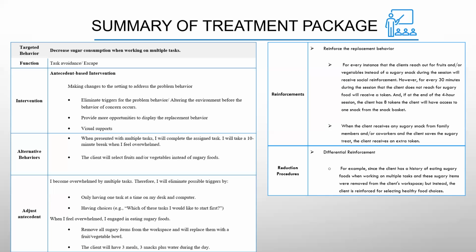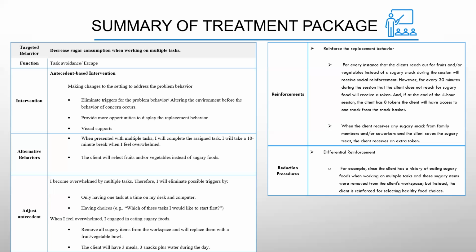So when I feel overwhelmed, I engage in eating sugary foods. And so this one was a tricky one. And so what I did was I removed all of the sugary items from the workspace and from home, and will replace them with fruit and vegetables. And the client will have 3 meals, 3 snacks, plus plenty of water throughout the day.